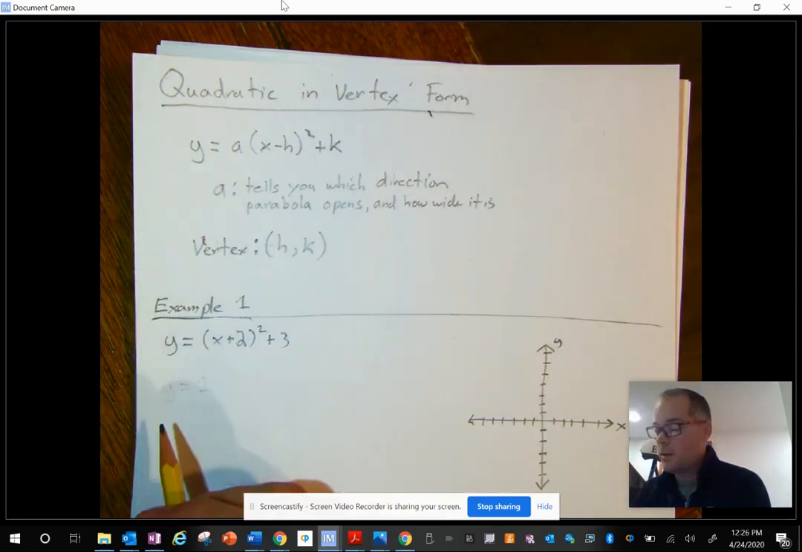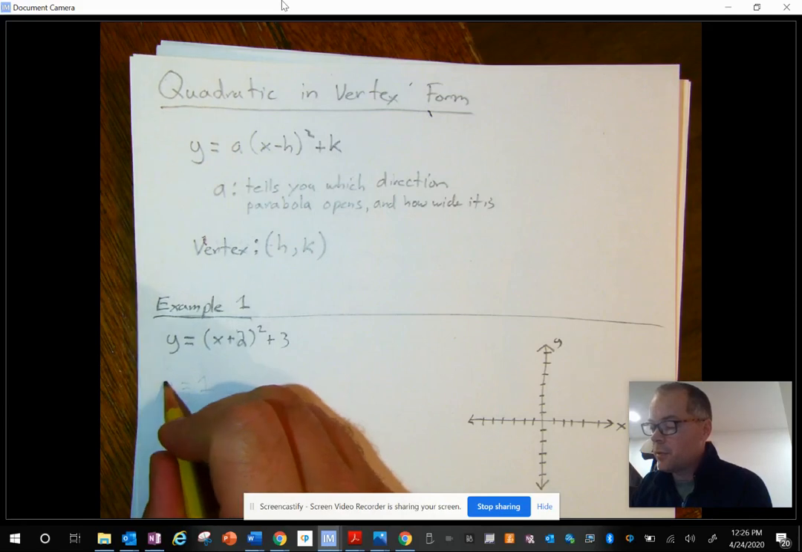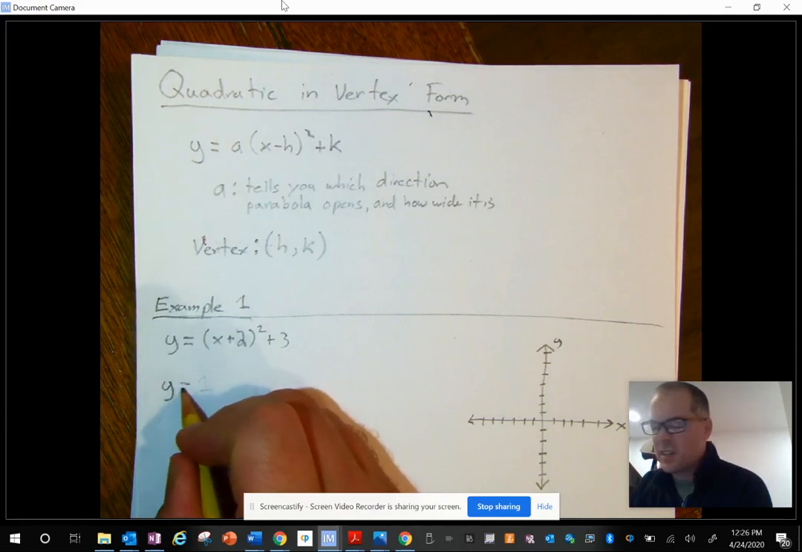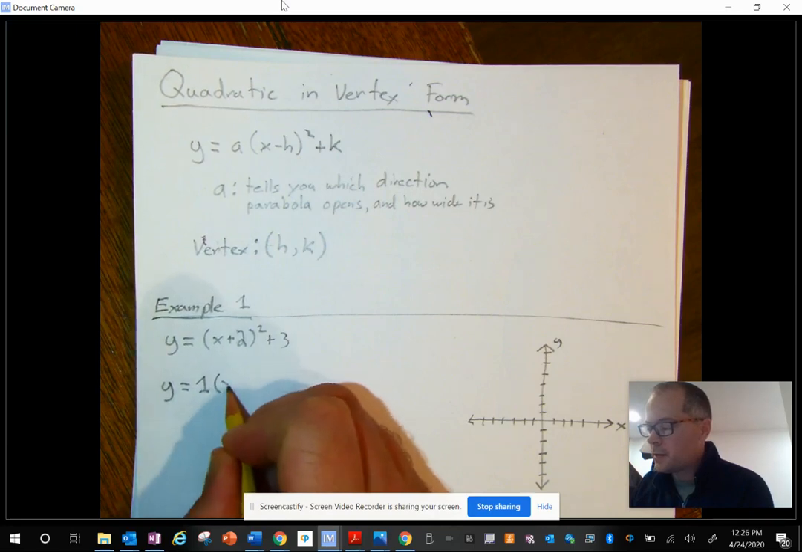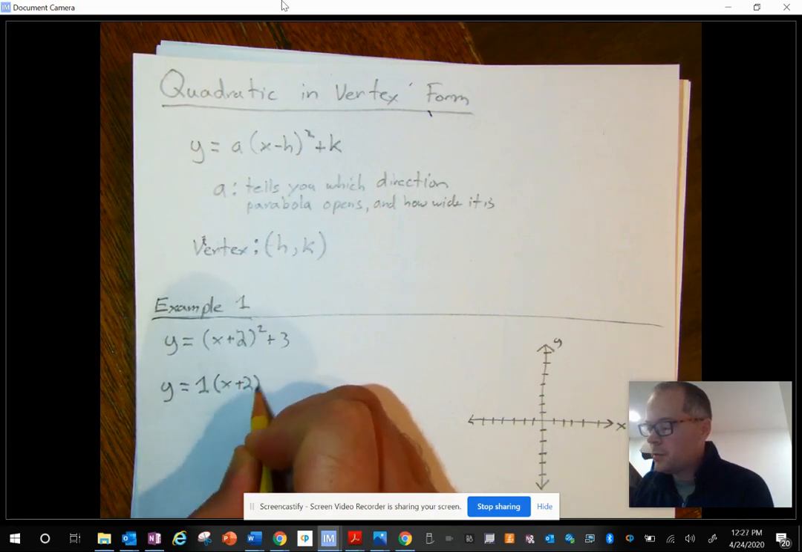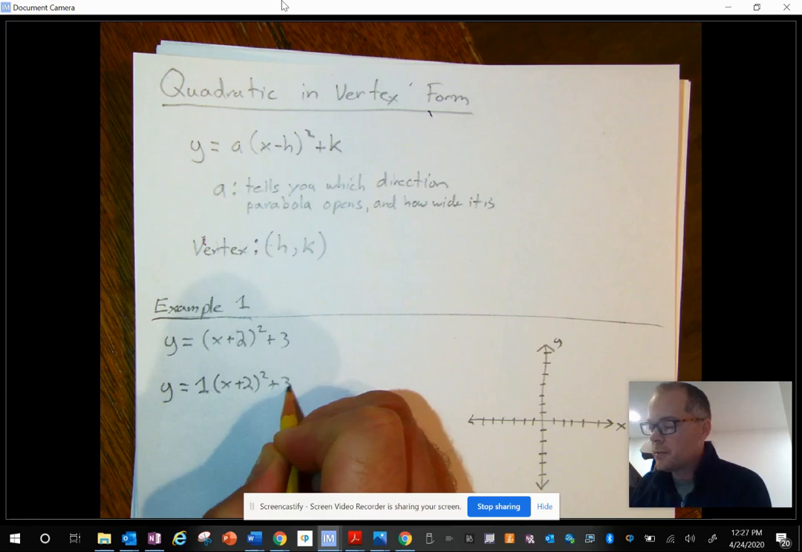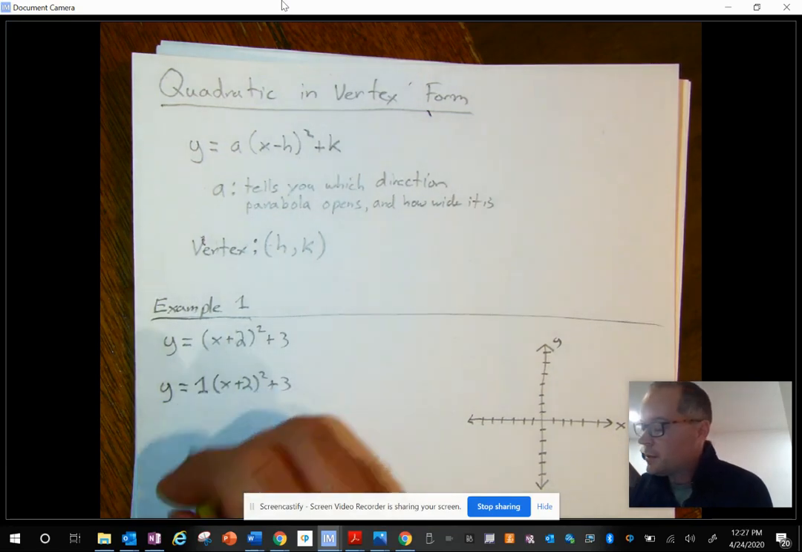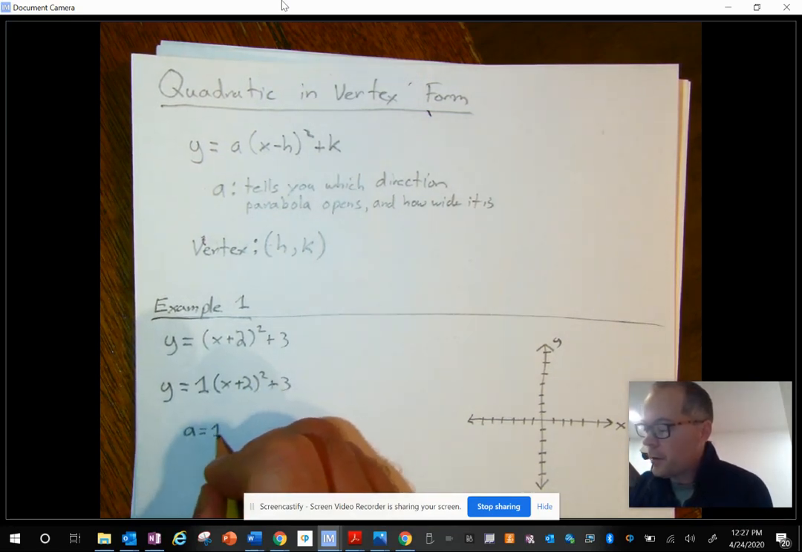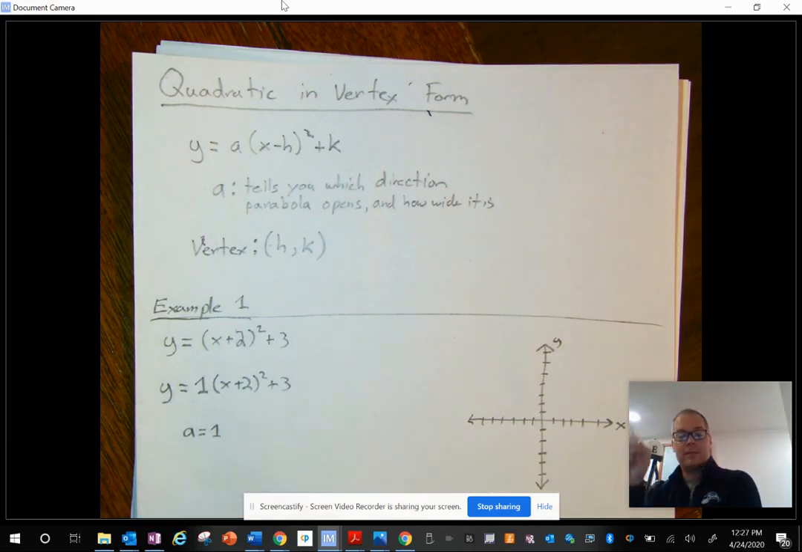And I'm going to show you that. Rewrite this equation with a 1 in front of it because that won't change it at all. So 1 times (x plus 2) squared plus 3. Okay, so now we have an a value, and notice that that doesn't change anything because I just multiplied by 1. So in this case, my a equals 1. And notice this is positive, so that means this is going to be facing upwards.